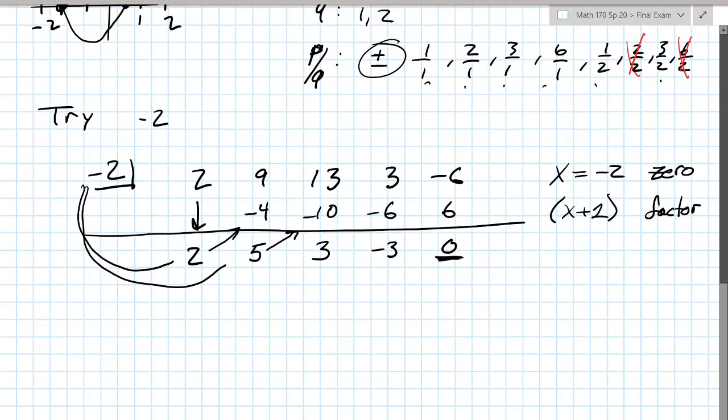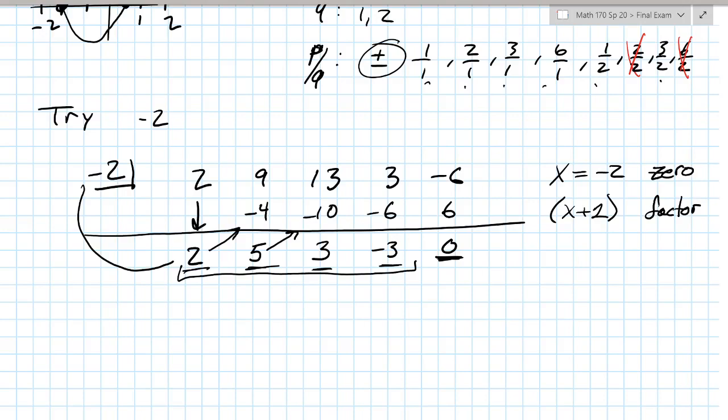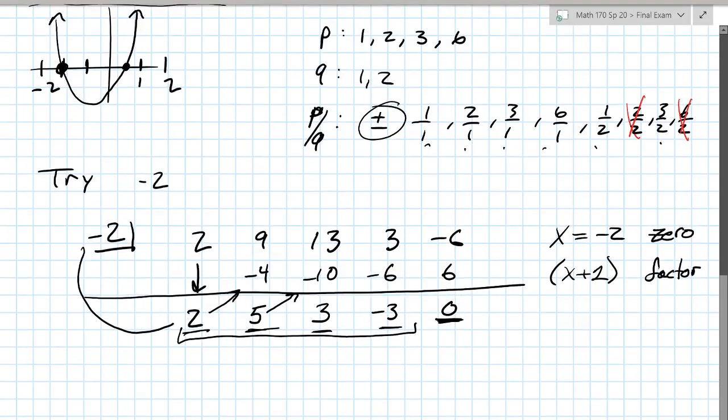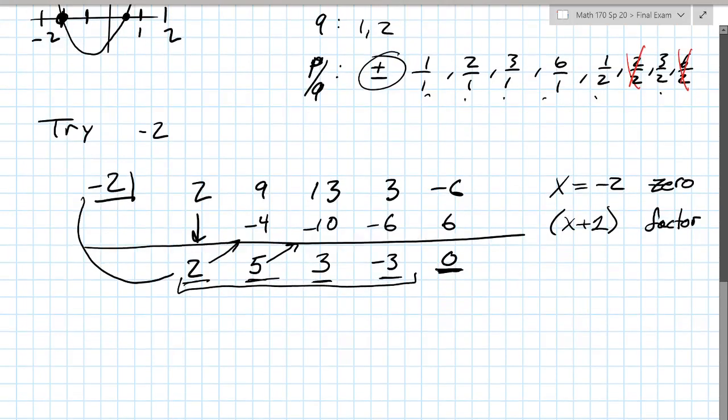Now I've got a smaller equation. This is actually called the depressed equation. And I've got my numbers, my x's, my x squareds, and my x cubeds here. I'm going to use this one in order to look for my next set of zeros. Okay, looking back up at my graph, I'm going to try a positive 1/2.